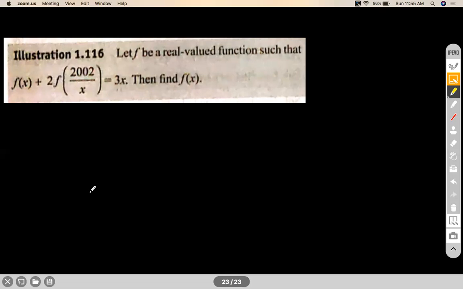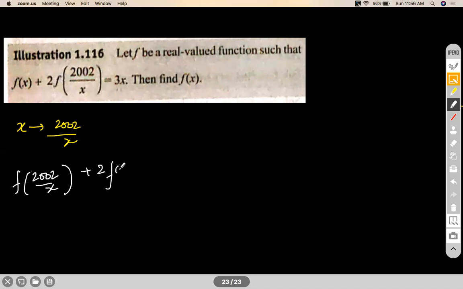Okay, see guys, when these kind of questions are there, the simplest way to solve this is, one equation is this, other equation is you replace your x with 2002 by x. Okay, you can play with your inputs. So this side will become f of 2002 by x. And this side will become back f of x. And of course, this will become 6006 by x. Right? Correct.